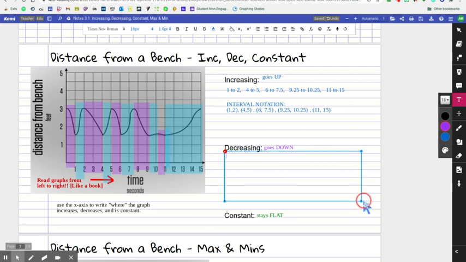All right. So let's use our wordy words first. What's our first time frame that it is decreasing? From what second to what second? The first highlighted purple section. Well, that's blue, and that's increasing. I'm talking about purple.